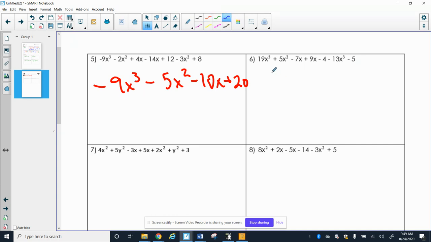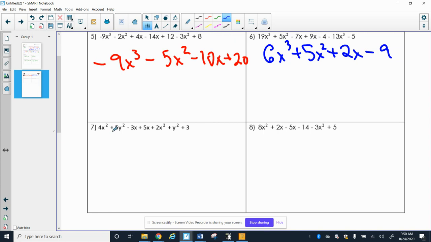Try another one. Okay, so we should have combined 19x to the third and negative 13x to the third. So that'd be 6x to the third. That plus 5x squared doesn't have any like terms, so it's still there. Negative 7x plus 9x, that'd be plus 2x. And lastly, negative 4 and negative 5 together make minus 9.